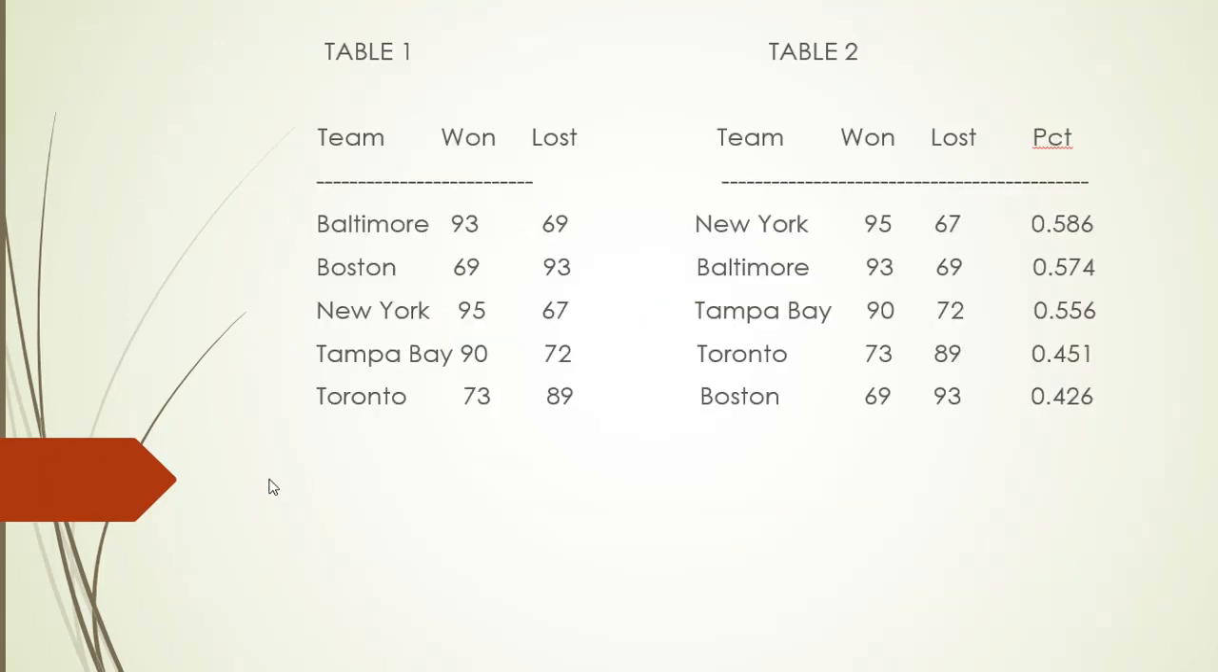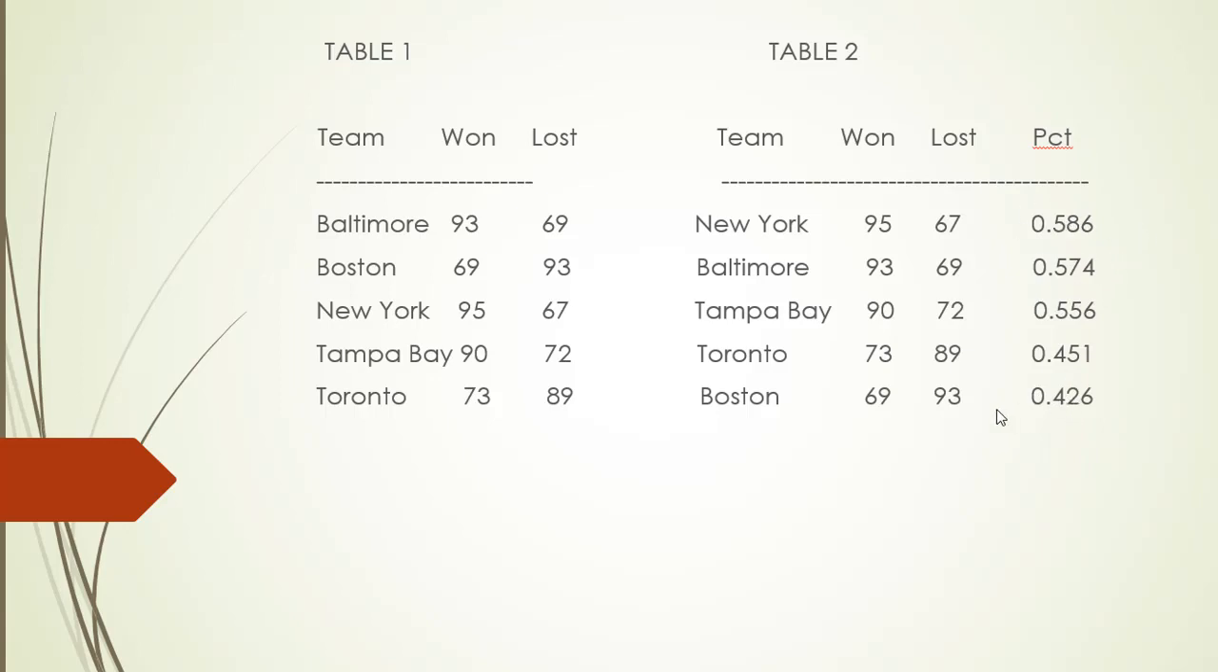So the first table is how our file is being supplied. We have a name of team, then a number of won games and number of lost games. And we are supposed to produce a file that will look like this. It will have the name of the team, the games won, the games lost, and then the percentage of the games won. And then order it in descending order from the highest to the lowest.